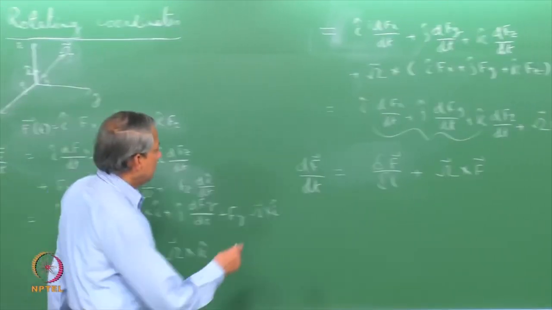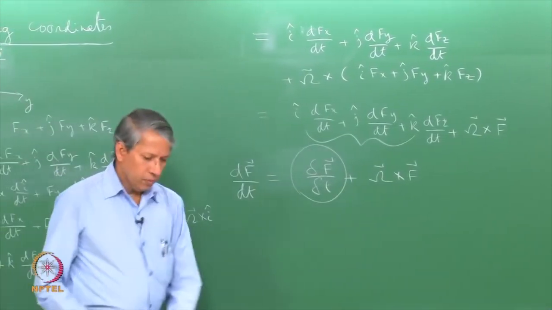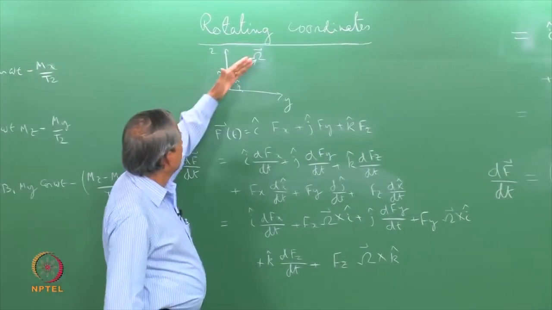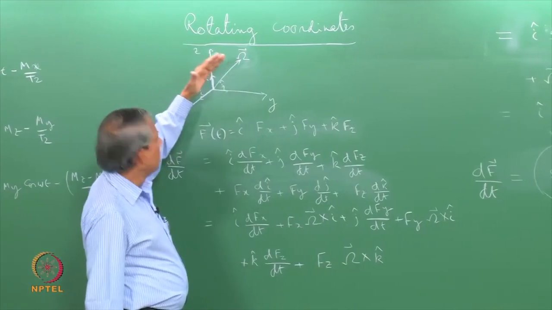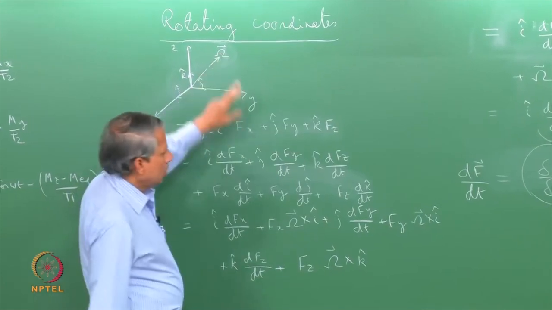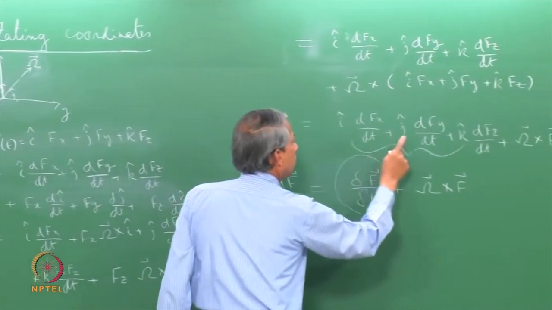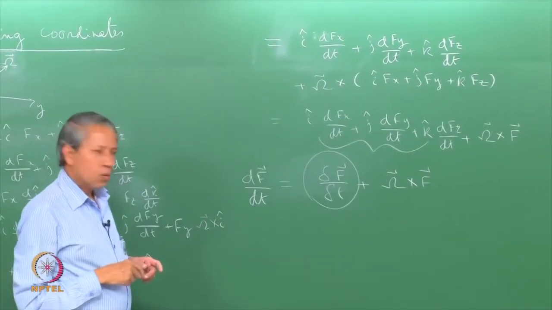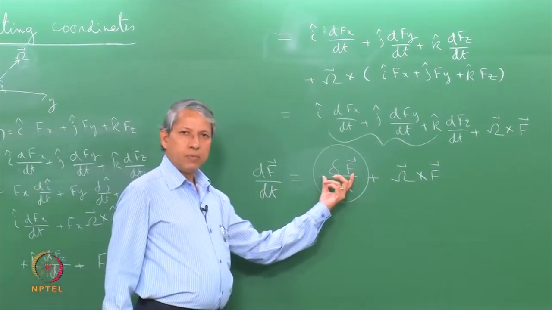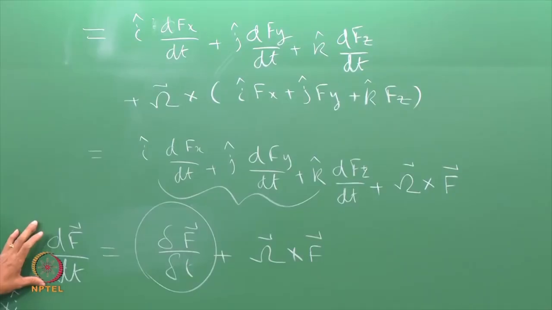This says that this part is the time derivative with respect to the rotating coordinates, which are rotating around this axis with an angular velocity omega. So, where the unit vectors i, j, k are rotating, with respect to those rotating unit vectors, this is the time derivative. And this is with respect to the space fixed unit vectors i, j, k.